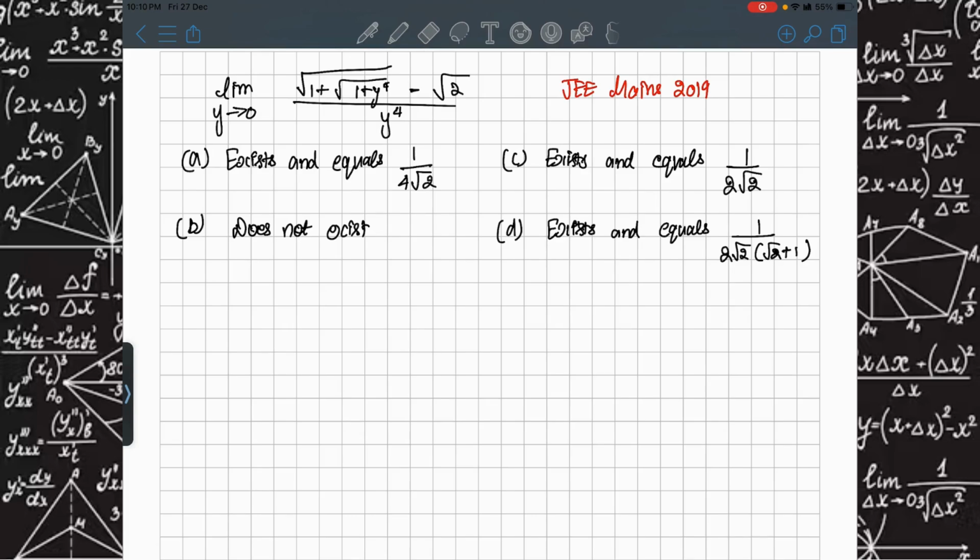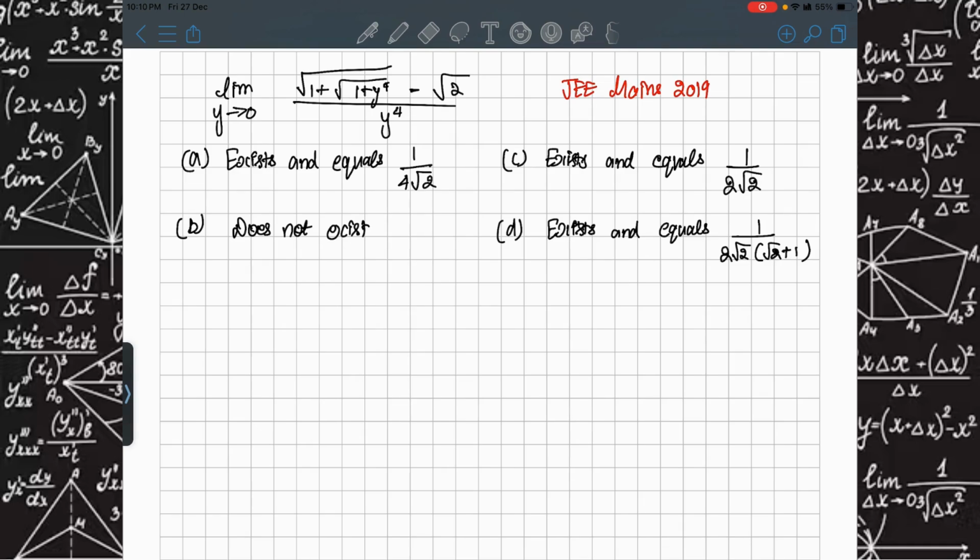Let's get started, and on your screen, there is a question from JEE Mains 2019. The question states: limit y tends to 0, root under 1 plus root of 1 plus y power 4 minus root 2, divided by y power 4. And there are four options. First one is the limit exists and it equals 1 by 4 root 2. The next one is the limit doesn't exist. The third one is it exists and the limit is 1 divided by 2 root 2. And the last one is it exists and it equals 1 divided by 2 root 2 times root 2 plus 1. So we have to solve this question.